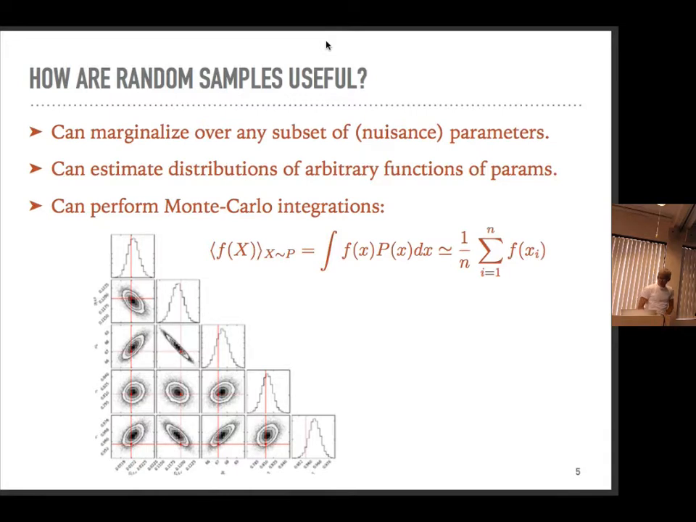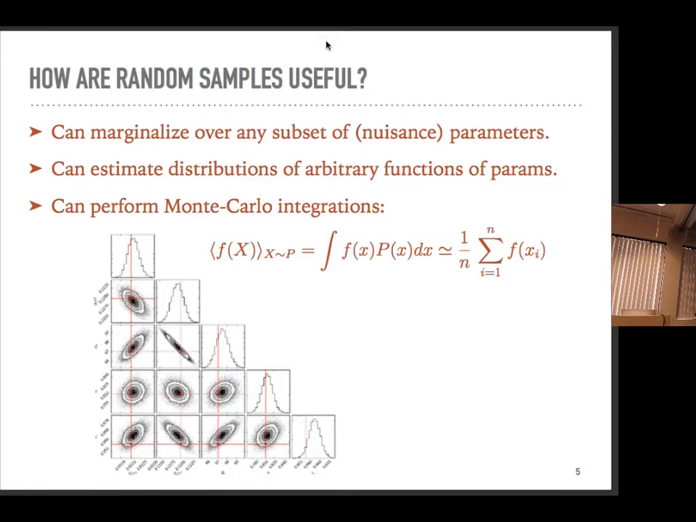Then in the most general case, what you're really doing is performing Monte Carlo integrations. If you have some arbitrary function of your parameters, what you'd like is the ensemble average of that function. It's written like this, but what it really means is that we want the ensemble average where the x, the parameters, are sampled from our posterior distribution. So we want to integrate the function and weight every value of x, of the parameters, by the posterior distribution.